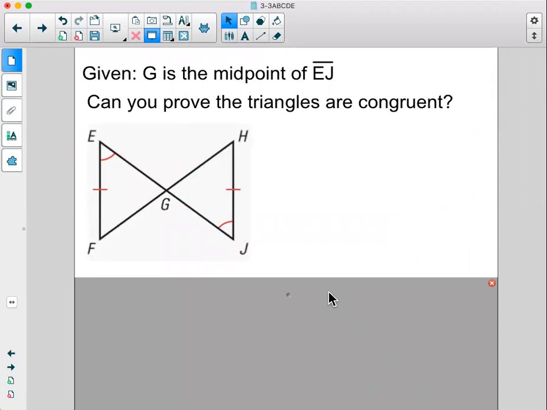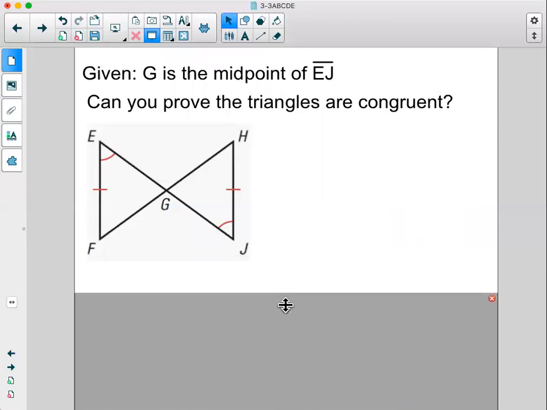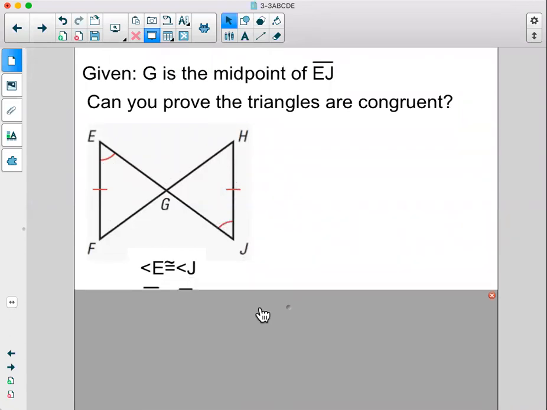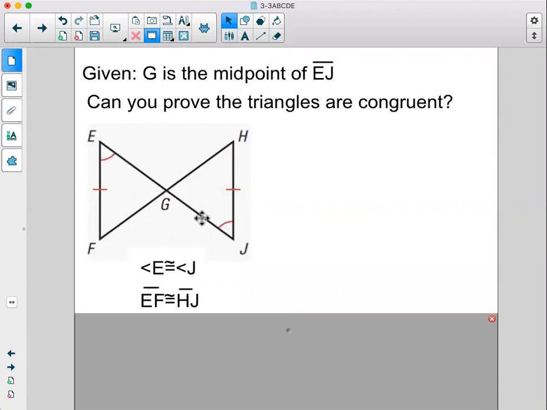So remember, we can be given the information in a statement or marks on the diagram. Here we're given both. We're given G is the midpoint of EJ, and we're also given these marks. And so the first thing you want to ask yourself is, what are you given? And you can jot that down. We're given angle E and angle J are congruent, and we're given that these sides are congruent. EF and HJ are congruent.